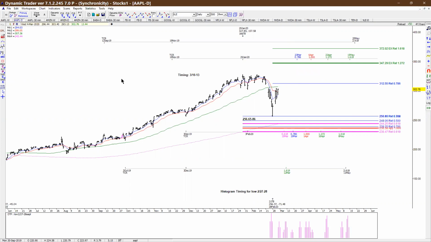Okay, well, with this market, I need to go out and have a couple of cocktails. So I'm going to stop it here.